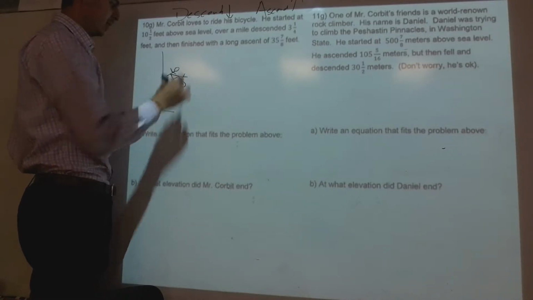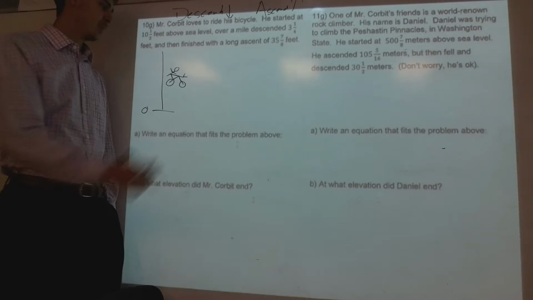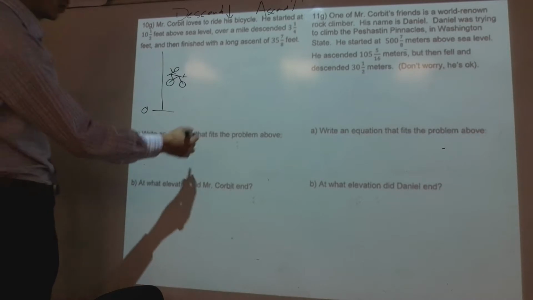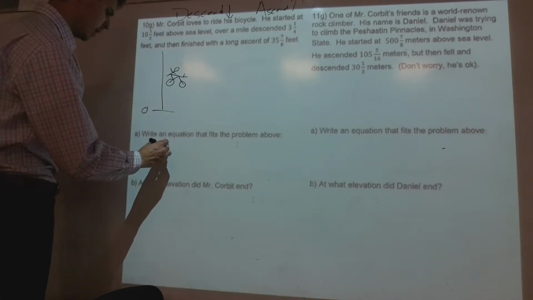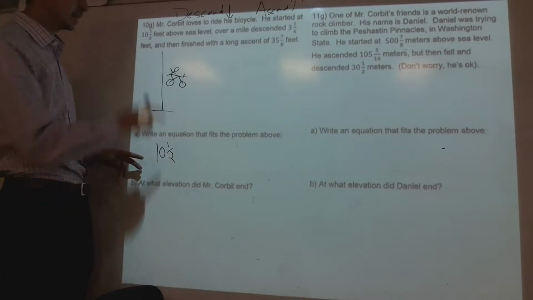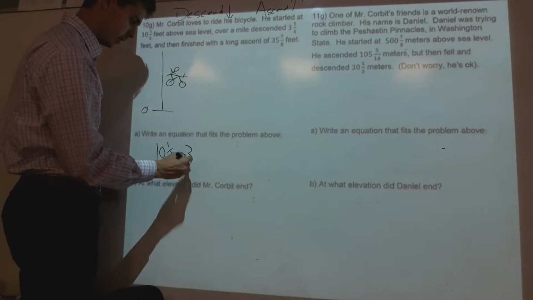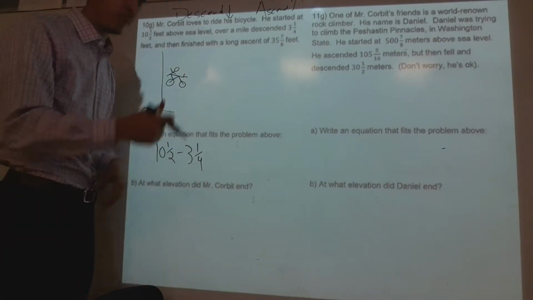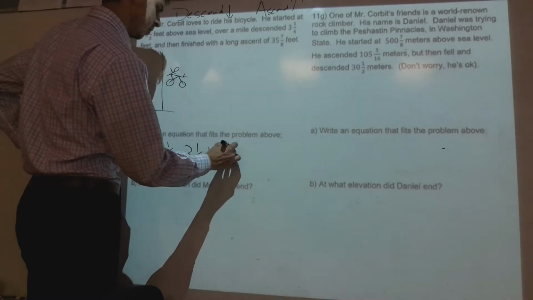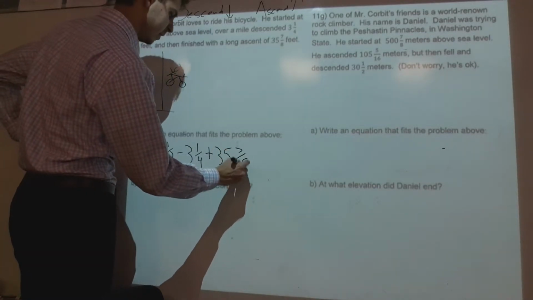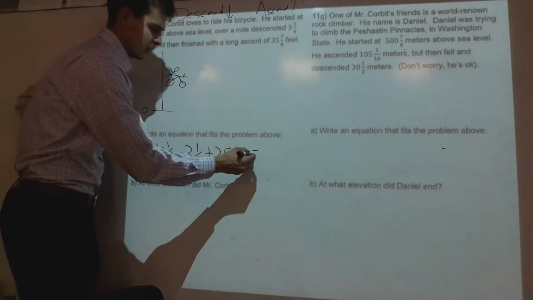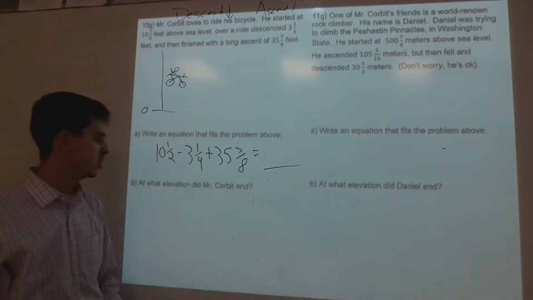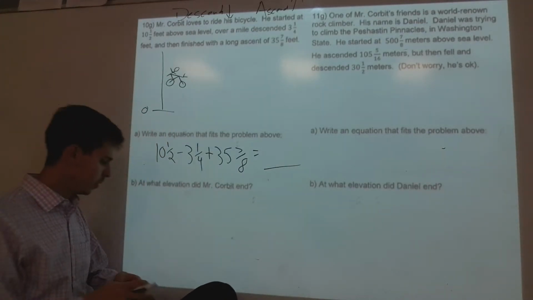Okay, well, there is some weird picture of me on a bicycle. I start at 10.5 feet. So let's start making this expression here and then creating it into an equation. So I start at 10.5. And I descend 3 1/4 feet, so I'm going to subtract. And now, with a long ascent, so it's a steep uphill climb, plus 35 and 7/8 feet. And that's going to be equal, well, we'll try to figure out what my ending elevation is. At what elevation did Mr. Corbett end?